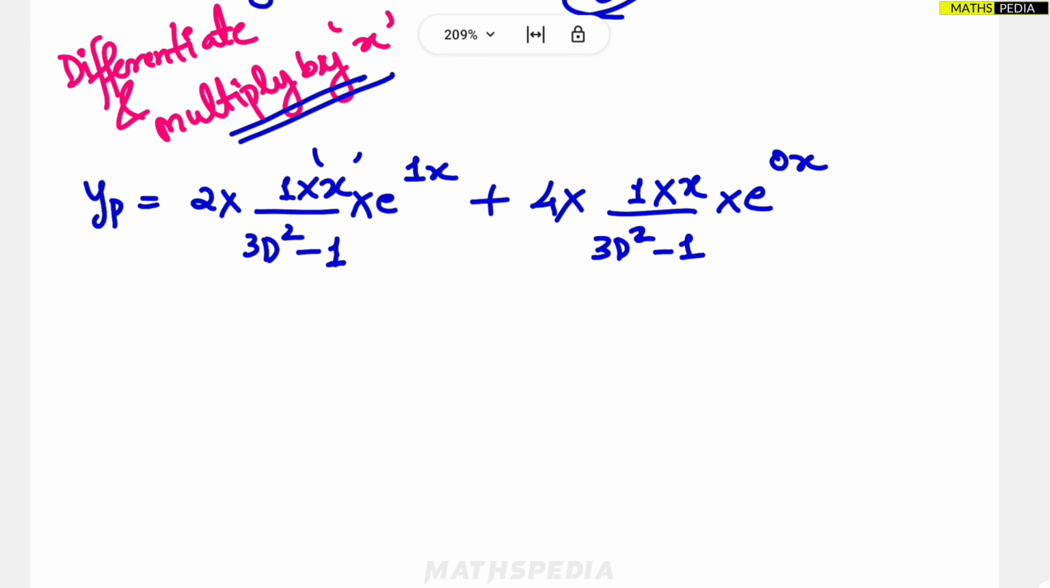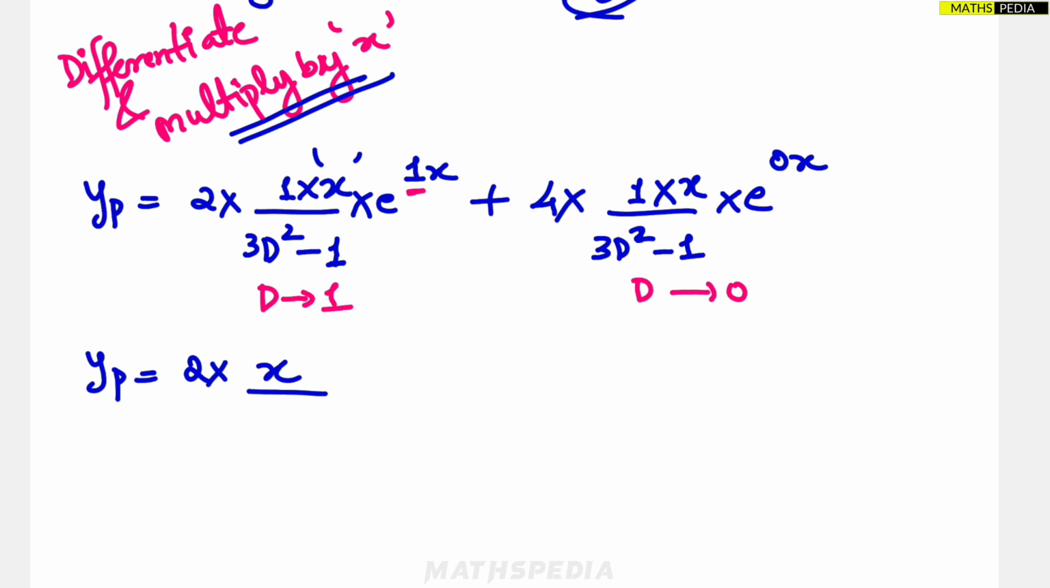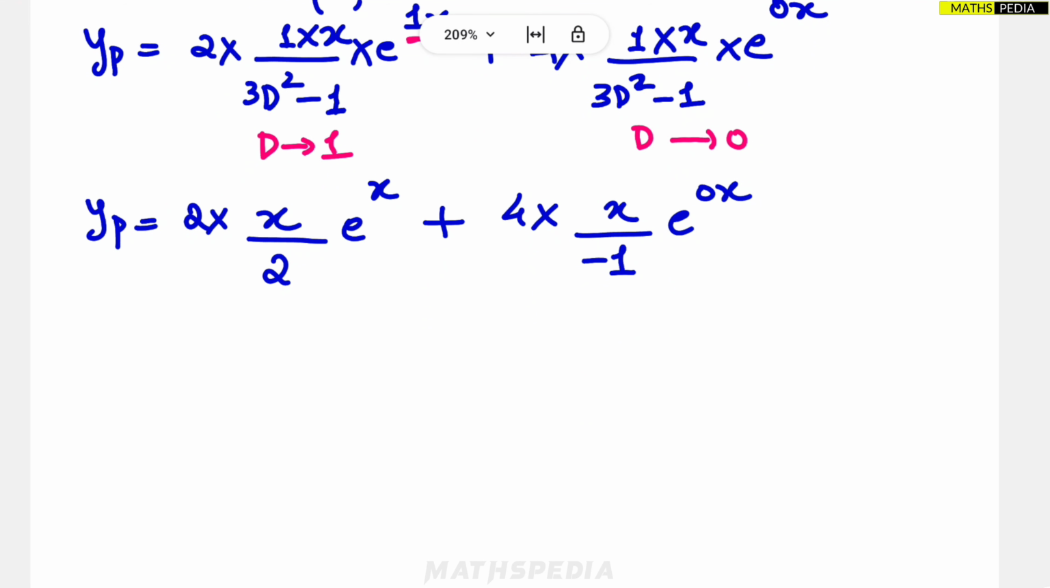Now, important step again, we are going to substitute the d value as a again, which is nothing but 1, here d value as 0. What will happen? Yp will become 2 into x by 1 you substitute, 3 into 1 square is 3, 3 minus 1 is 2, into e power 1x or x, plus 4 into 0 you have to substitute, x by, in place of d only 0, okay? So 0 minus 1 which is minus 1 into e power 0x, right? Now it is not 0, so we can stop the procedure.